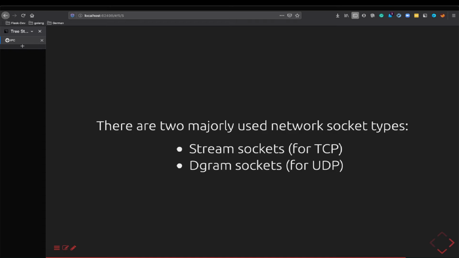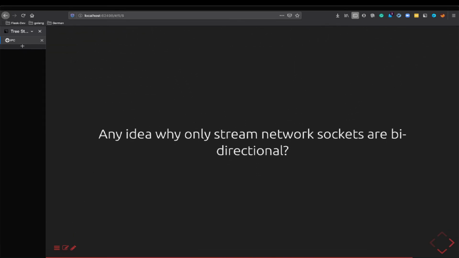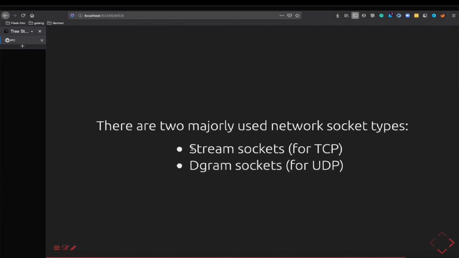We talk about two major network sockets. Remember, we are only talking about network sockets here. The first type is called a stream socket, and the second is called a datagram socket. A stream socket is used for transmitting data over TCP, and datagram sockets are used for transferring data over UDP. Now here is the question for you. Why are only stream network sockets bidirectional? Stream sockets are for TCP and datagram sockets are for UDP. You will have to figure out why only stream sockets are bidirectional and not datagram sockets. Dgram sockets are only unidirectional.